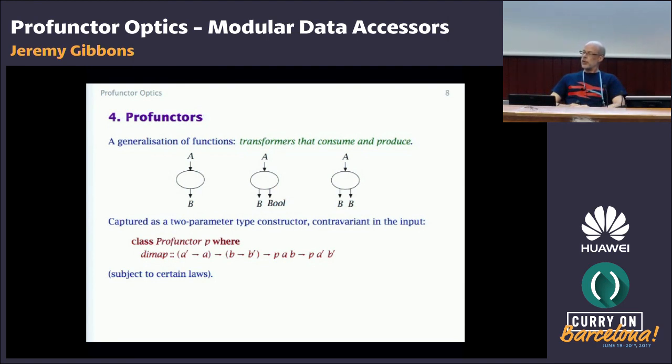And what's going on is that I want to be able to turn a profunctor that consumes A's and produces B's into another one that consumes A primes and produces B primes. And if you think about it, in order to convert the P A B into a P A' B', I need to be able to stick an adapter on the bottom of the picture that turns B's into B primes, and an adapter on the top of the picture that converts in the opposite direction, turns A primes into A's. So if I have a way of turning A primes into A's, and then a transformer that consumes A's and produces B's, and then another way of turning B's into B primes, overall I have a transformer that turns A primes into B primes.